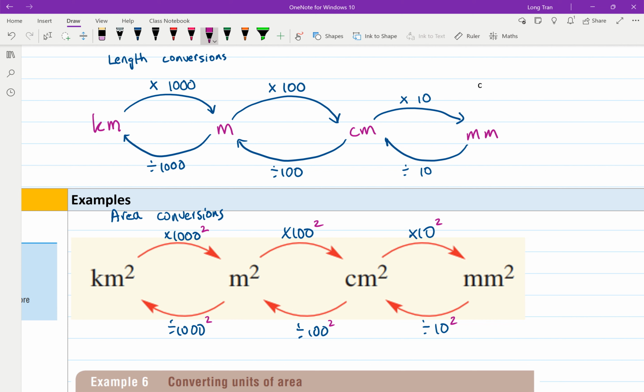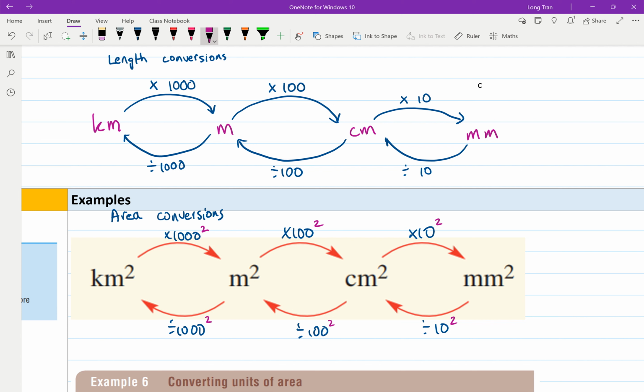So the first one, 1,000, and then timesing it again by 1... Very good. So that means this is now 100. That's 100 times 100, which is 10,000. Yeah, instead of timesing it by 10, timesing it by 100. Very good. So that's the difference, and that's for area units.